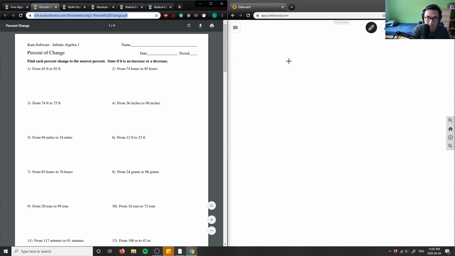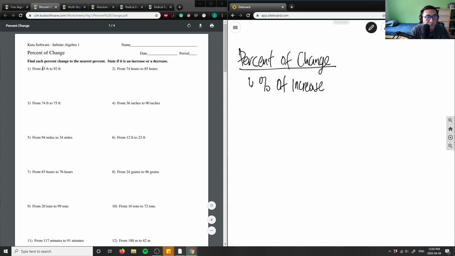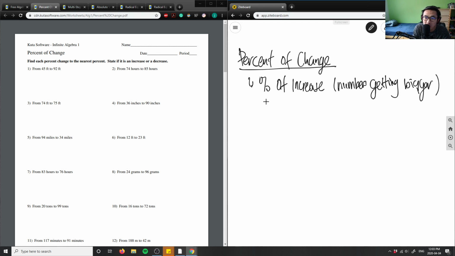So let me do percent of change, and let me just define percent of change for you. So this here is percent of change. And what is percent of change? Basically, it is the percent increase or decrease. So percent of increase would be something like this problem here. From 45 feet to 92 feet, obviously 92 is bigger than 45. The initial number is smaller, right? So there's a percent of increase. The numbers in this case are getting bigger. And then obviously if there's increase, there's obviously a decrease, right?